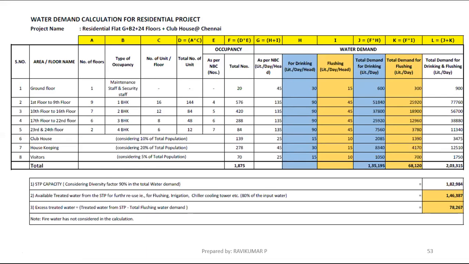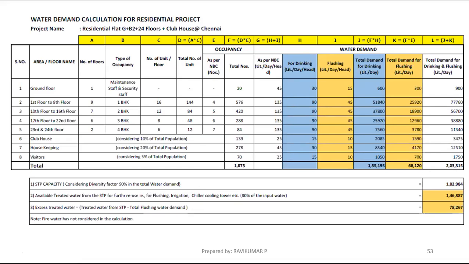Sir, on doubt, sir, what is meant by STP actually? Sewage treatment plant, like that? Sewage treatment plant only.